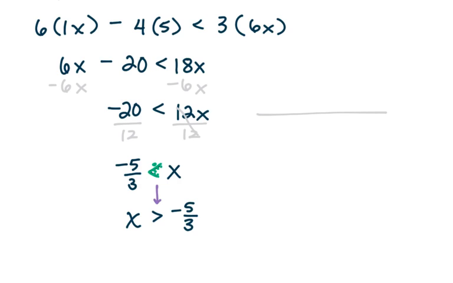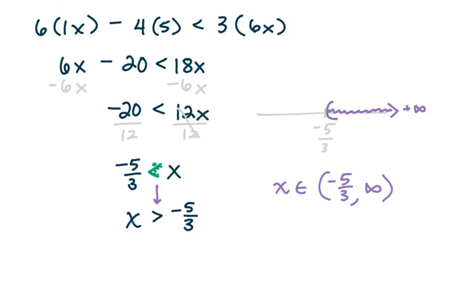And if we look at writing this solution, this is x is greater than negative 5/3. Greater than, we use a parenthesis, greater than goes to the right. As we go to the right, we're approaching positive infinity. So my solution is that x is in the set from negative 5/3, not inclusive or open, to infinity. And then this is my solution for this inequality.